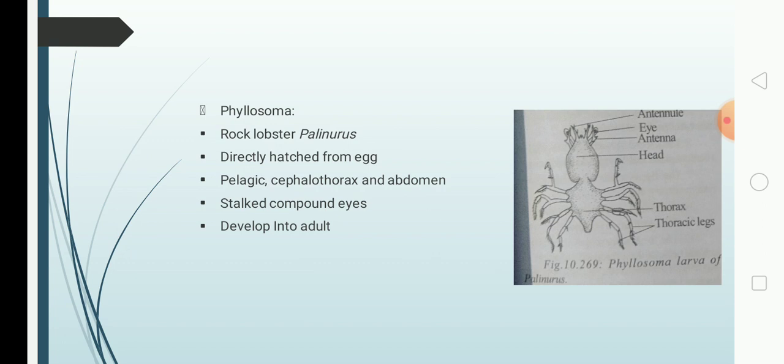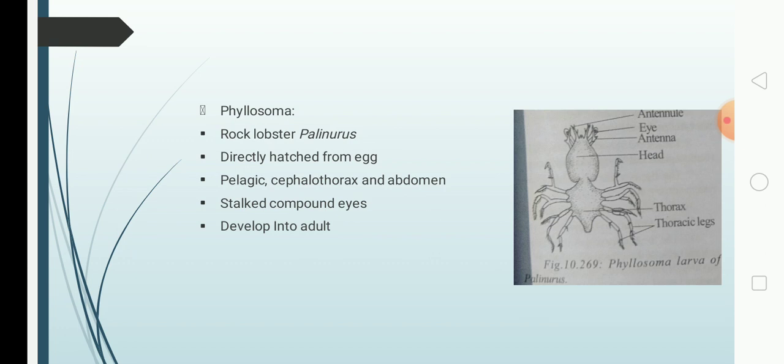importance of crustacean larvae is that they help to finalize the systematic position of certain disputed crustaceans. So this helps in identification of some species, plus the systematic position, to classify unknown members of the crustacea. For example, the systematic position of Sacculina was not known for a long time. So now, with the help of the larvae, it is placed in the phylum Arthropoda under class Crustacea. So this is the third importance of this larval form.